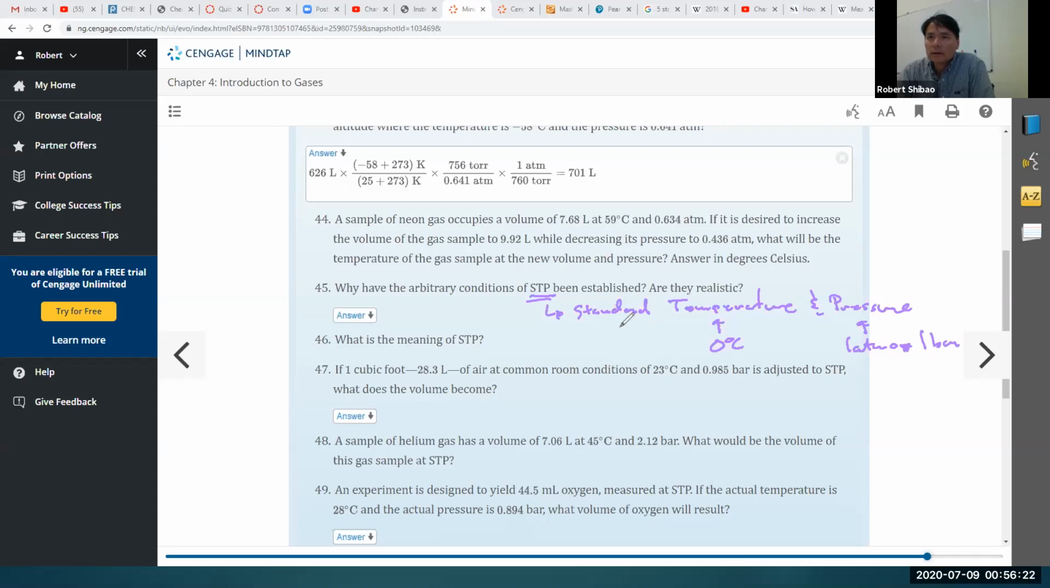But this is it. Now, the problem that I have with standard temperature is it's at 0 degrees C. This is fine, the pressure is fine, either bars or atmosphere, that's fine. But 0 degrees C, who works inside a 0 degrees C lab? And so I don't really like it. I'd like room temperature. But let's see what they say.